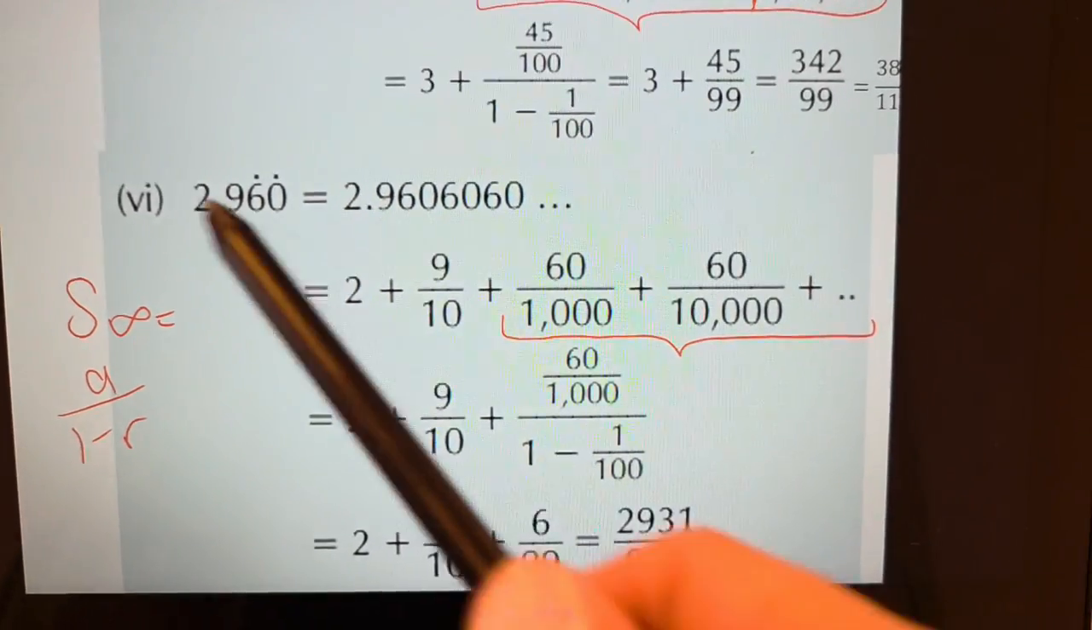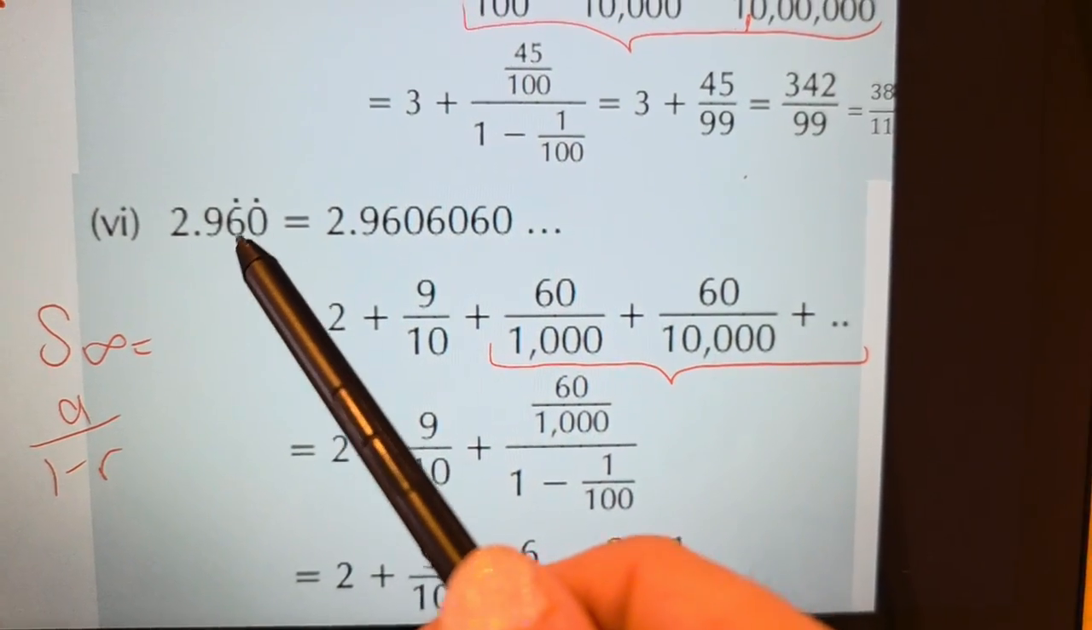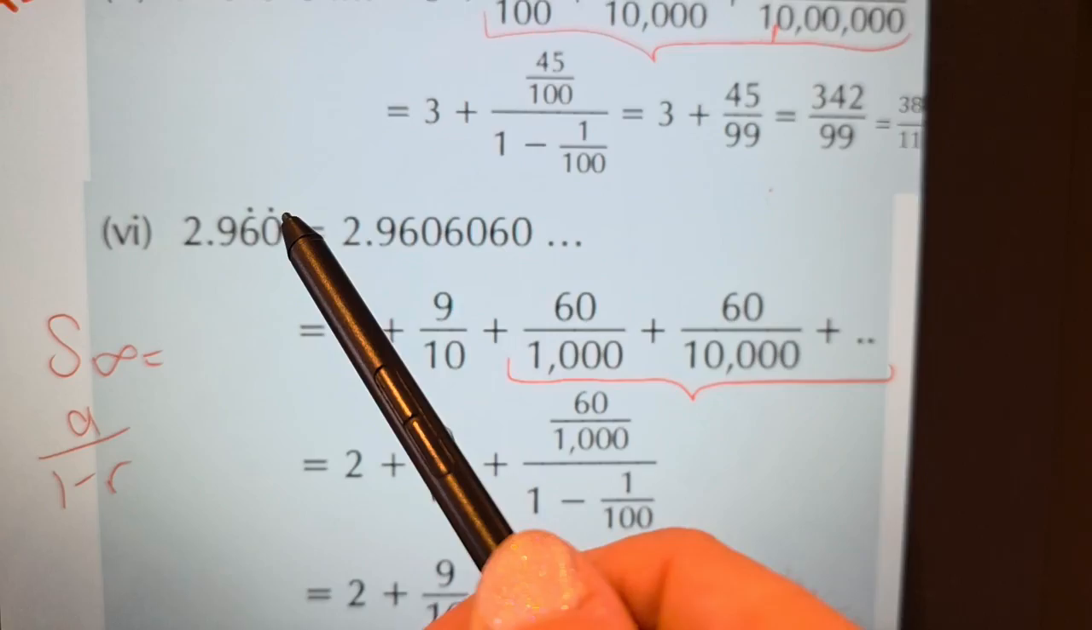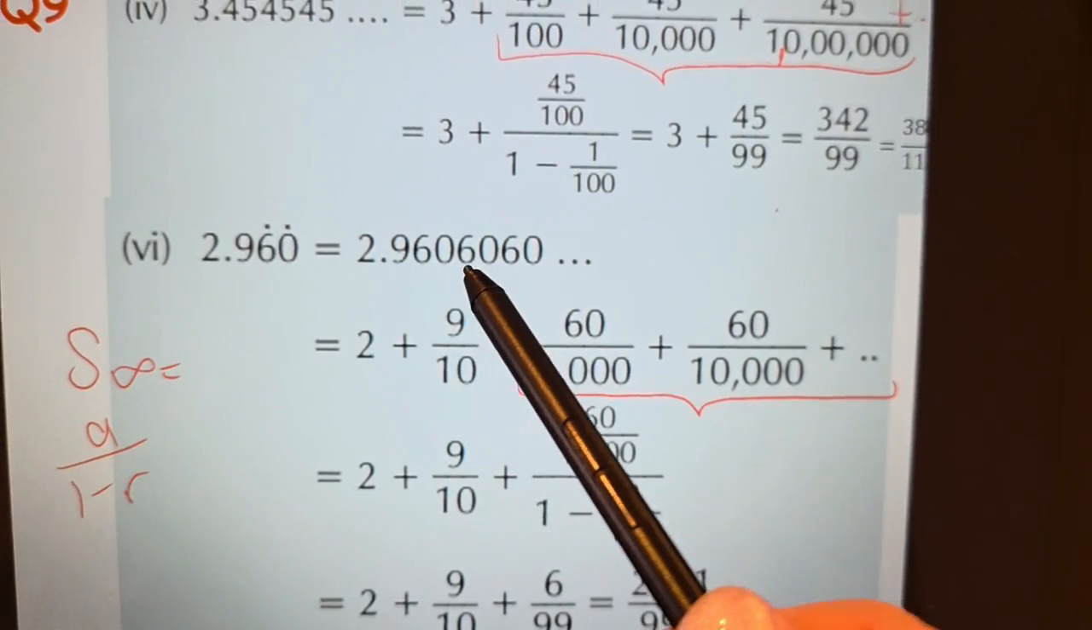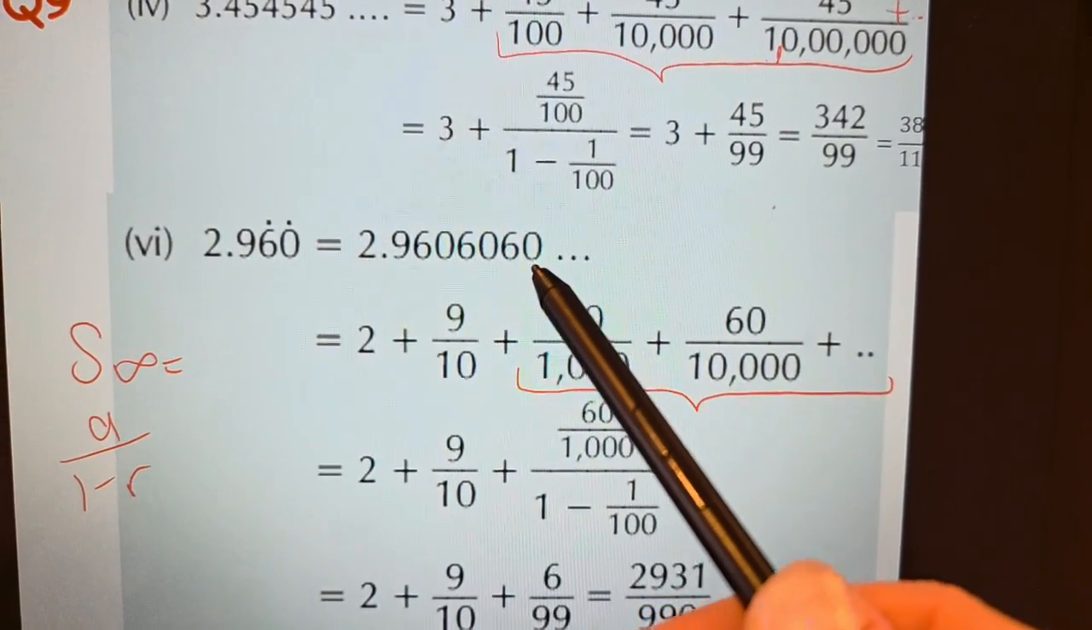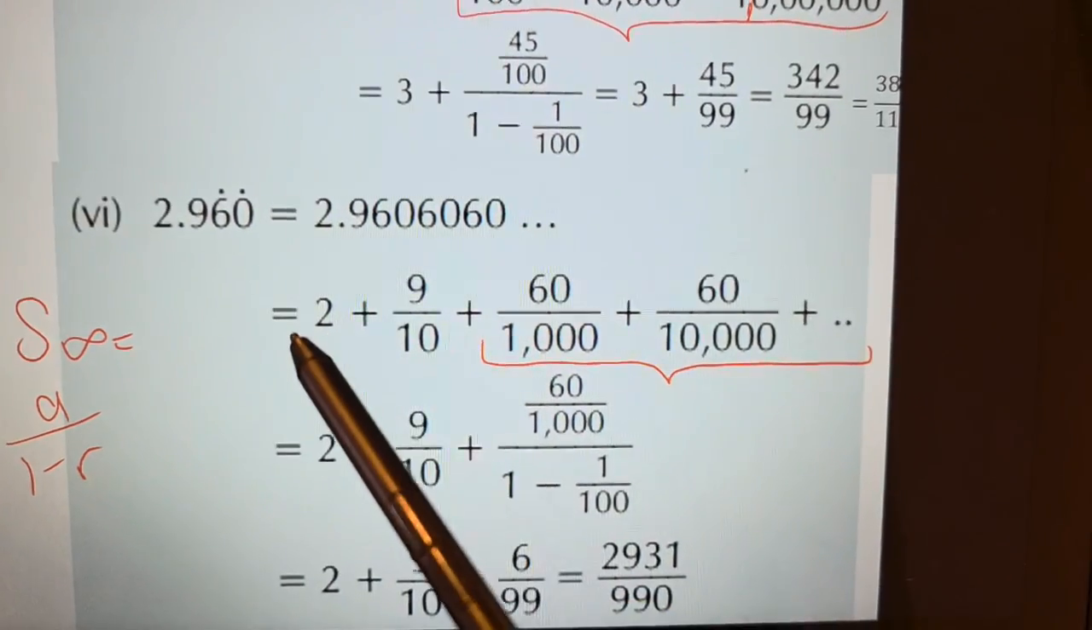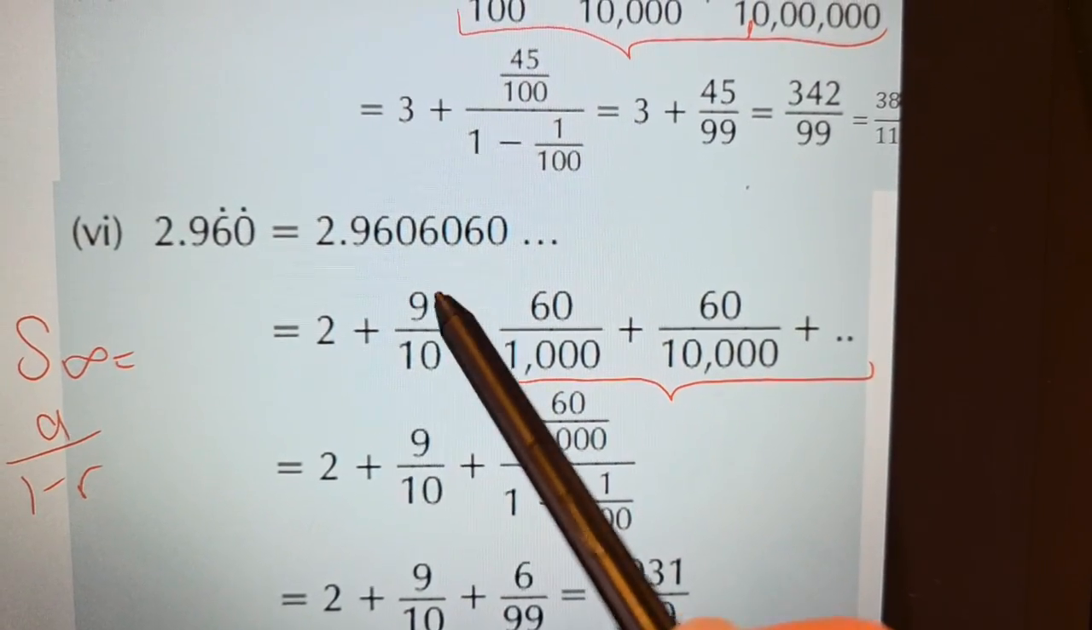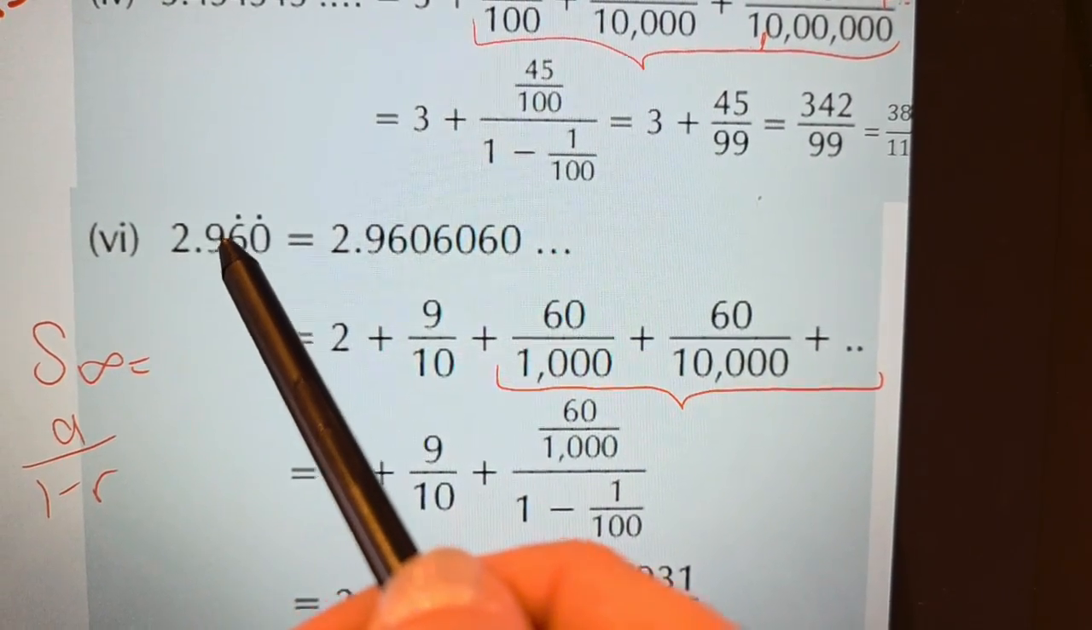Part 6 of question 9, 2.960, and the recurring decimal is over the 6 and the 0, so it would look like that if I was to write it out. And it'll keep going, 60, 60, 60, 60. Write it out as the sum of its parts, 2 whole units plus 9/10, which would be 0.9.